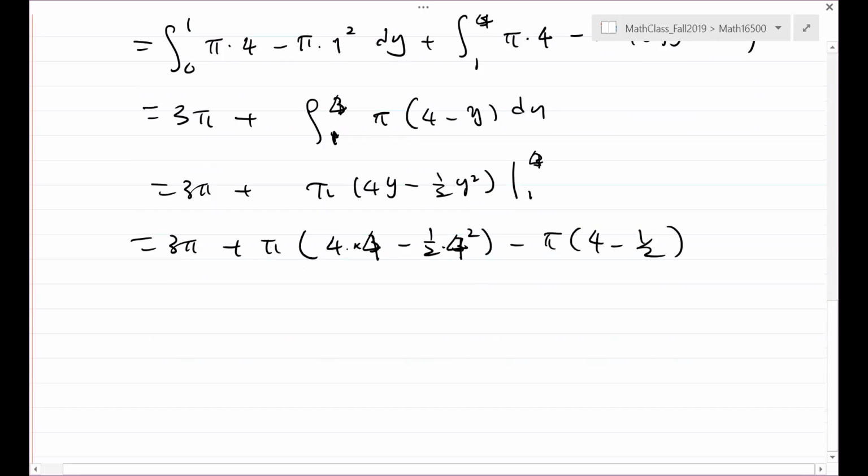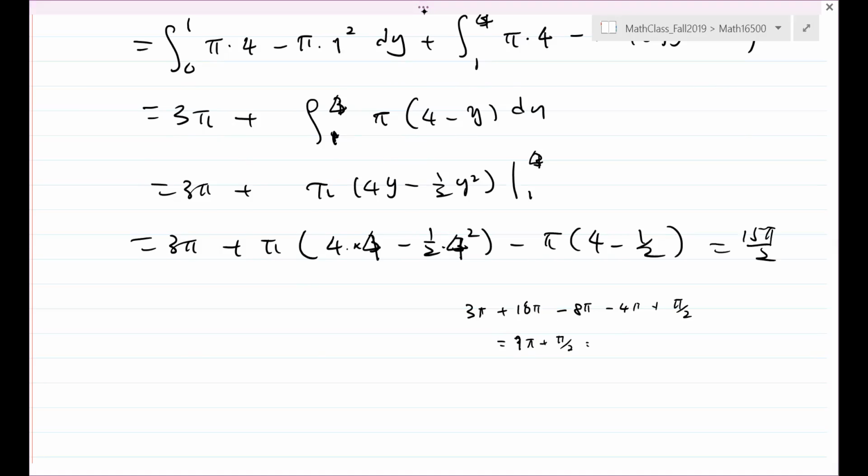So after you simplify, you get the answer, right? Let's look at how many pi's there are. Okay, 3 pi plus 16 pi minus 8 pi minus 4 pi plus half pi. So 16 minus 8, 8 minus 4 is 4, 4 plus 3 is 7 pi. So the answer is 15 pi over 2 if the computation is correct.